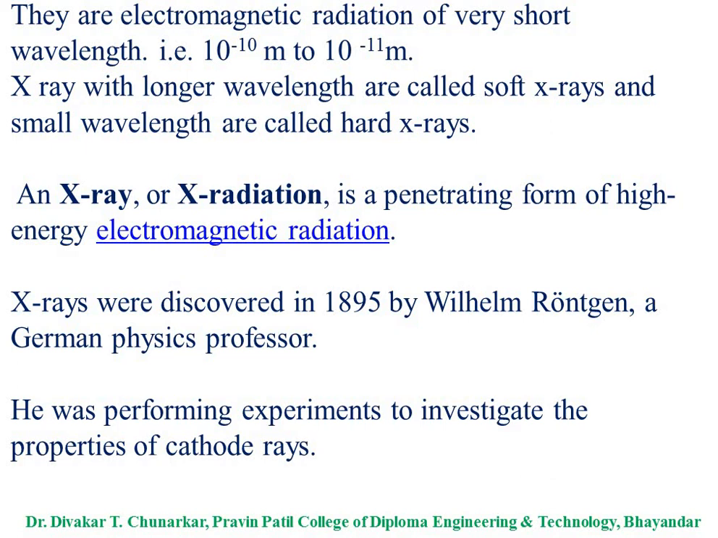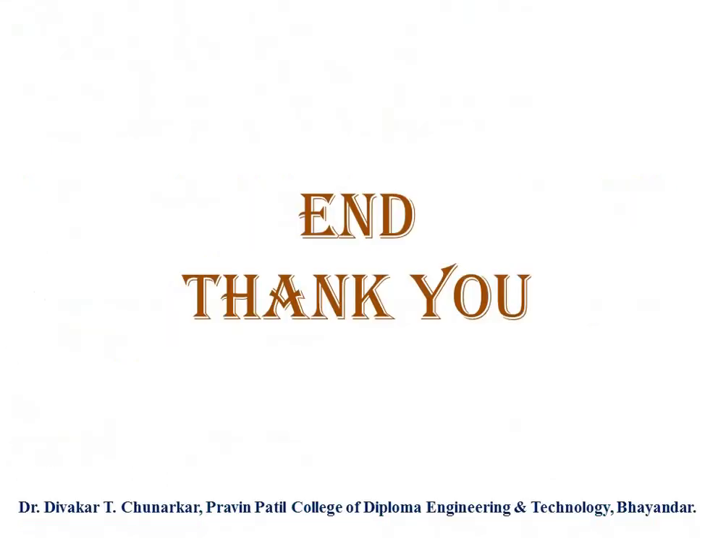An X-ray, or X radiation, is a penetrating form of light energy, that is, electromagnetic radiation. X-rays were discovered in 1895 by William Röntgen, a German physics professor. He was performing experiments to investigate the properties of cathode rays.